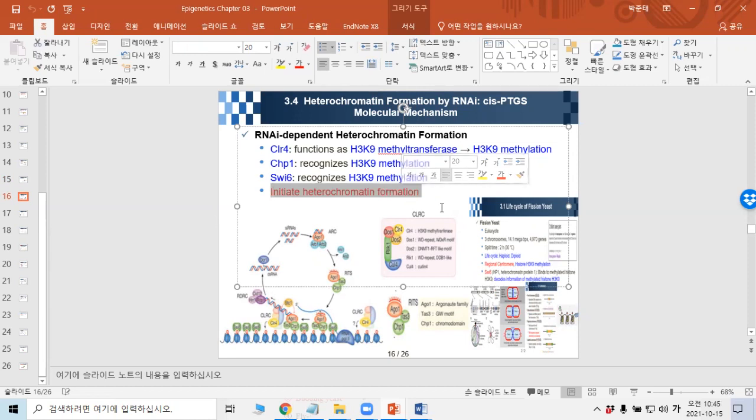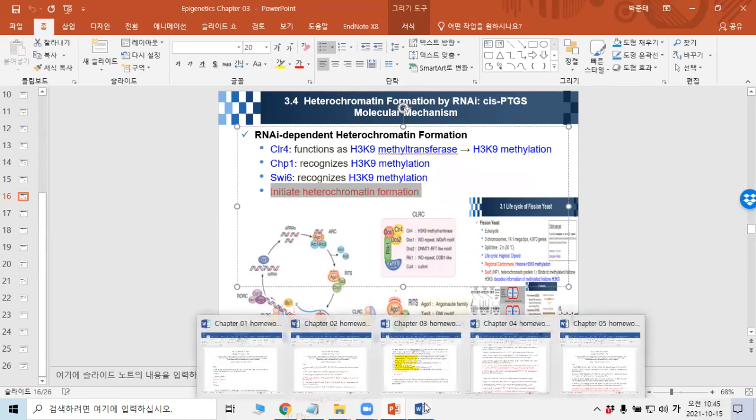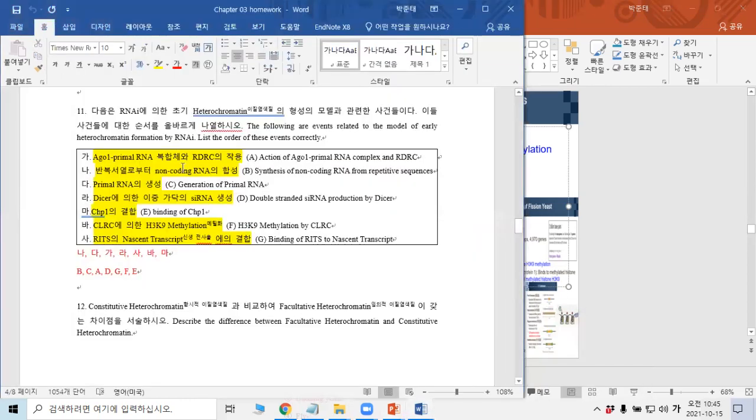So you don't have to memorize all of the steps, because this RNAi-dependent heterochromatin formation is a unique phenomenon from fission yeast. So this is very important. You don't have to memorize all of the steps, but you have to know some of the important steps. Very important.